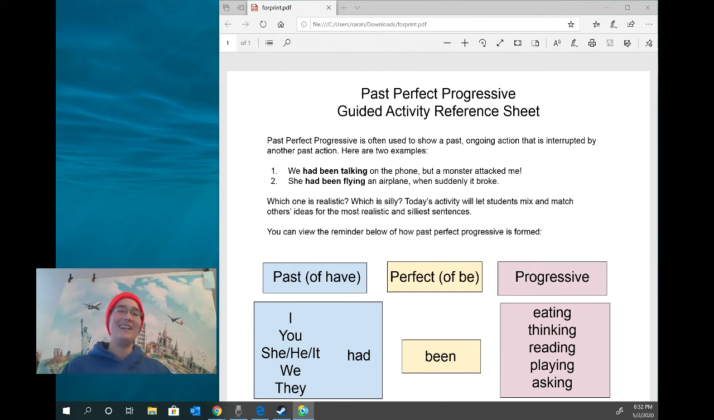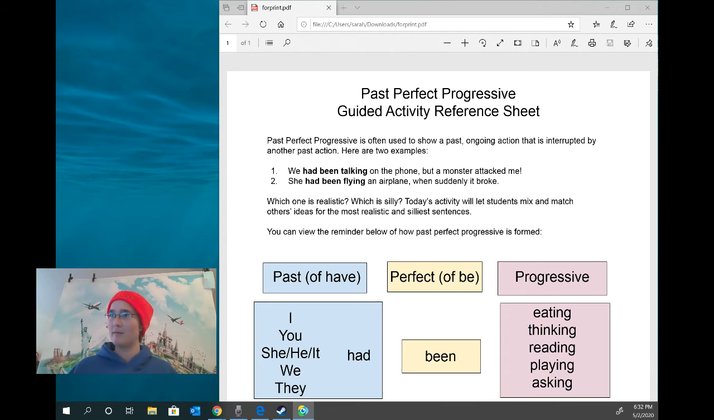Okay. Well, today we are going to be writing sentences in exactly the same way. But you don't get to write the entire sentence. Now, we want to practice what we use the past perfect progressive for. And of course, there are 3 parts to the past perfect progressive, just like the screen and your paper show.